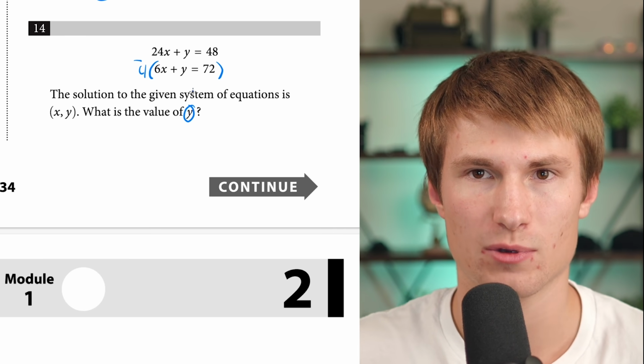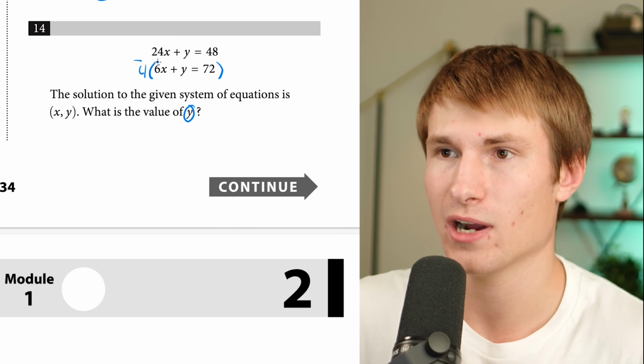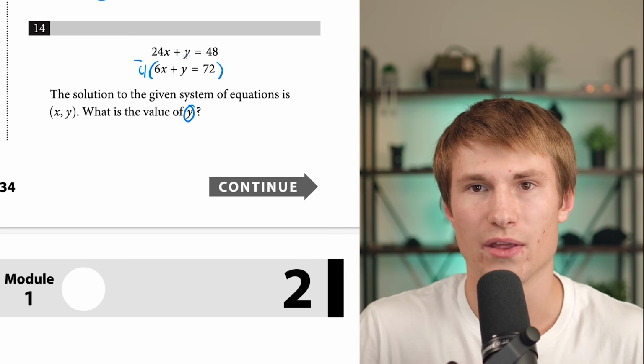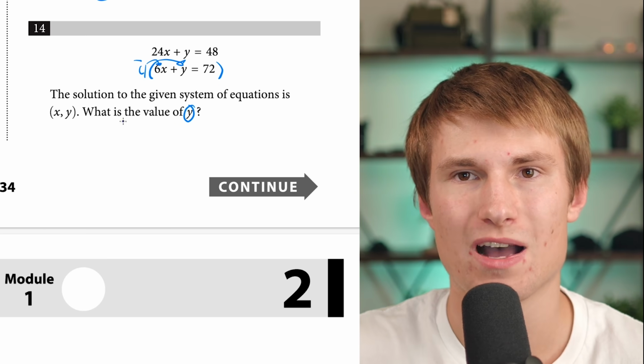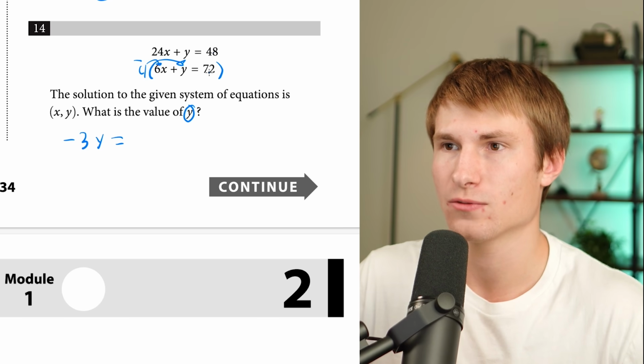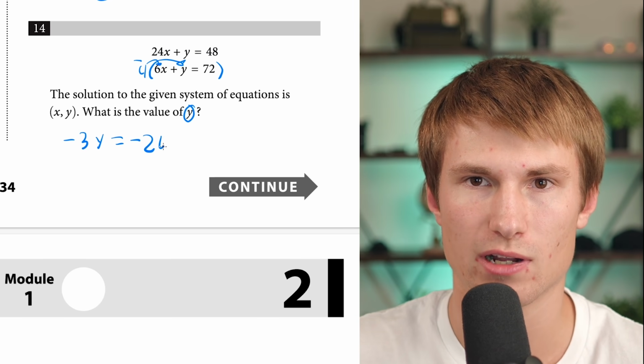And then we'll be left with a y value and then a constant. So let's go ahead and do that. So we're gonna have 24x minus 4 times 6x, so minus 24x. Our x's are then gone. Then we have y minus 4y, because we have to distribute this 4. So y minus 4y is gonna leave us with negative 3y is equal to 48 minus 4 times 72, which when we put in our calculator will give us negative 240.